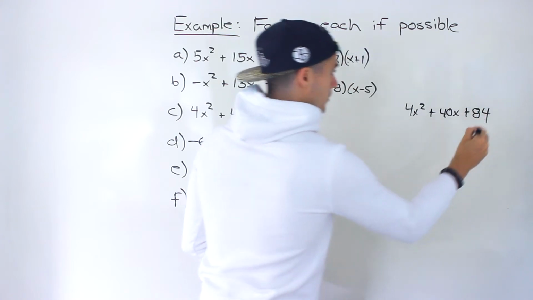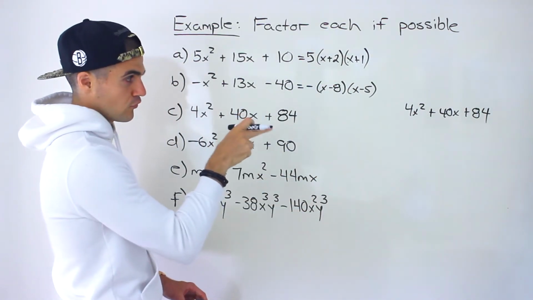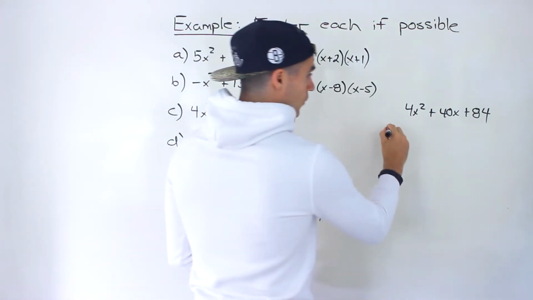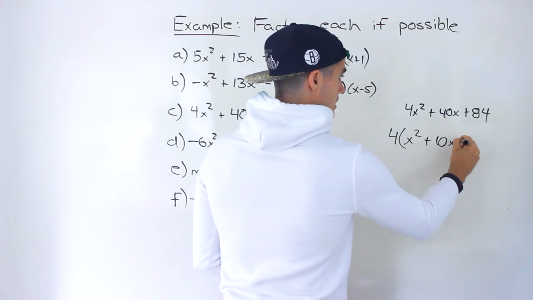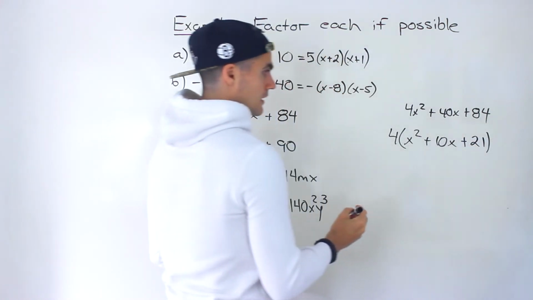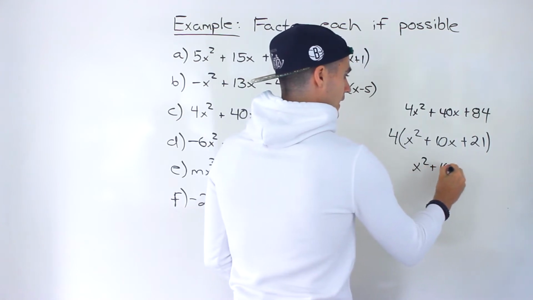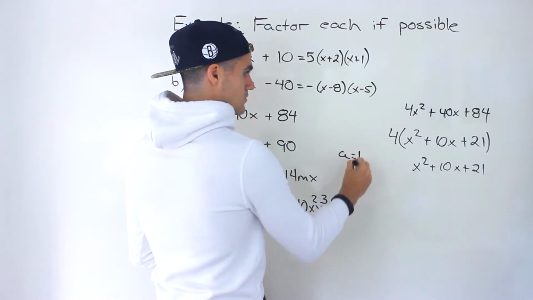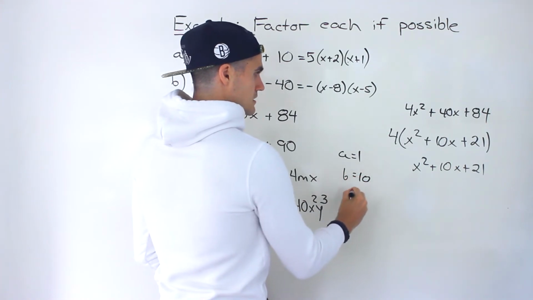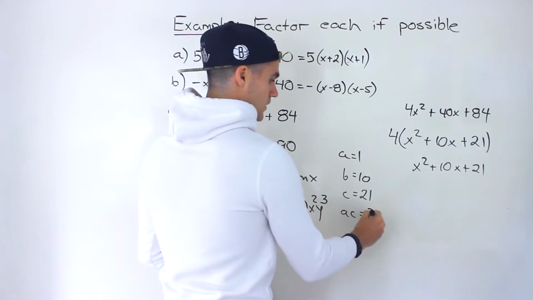So if we write this out like that, first thing we check for, greatest common factor. Notice 4, 40, and 84. We could take out a 4 from everything. So we'd end up with x squared plus 10x plus 21, like that. And then we want to take this remaining bracket and factor it by decomposition. So the A value is 1, the B value is 10, the C value is 21. The AC value, 21 times 1, is 21.